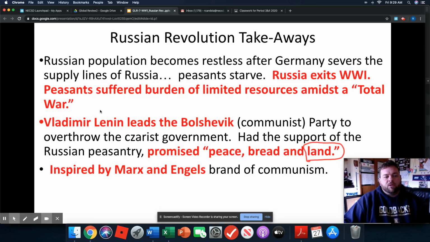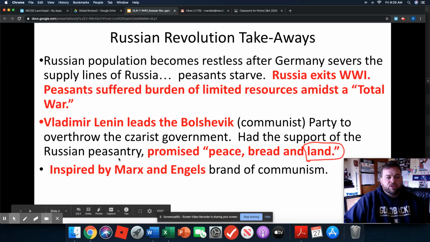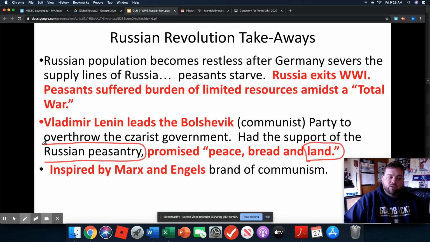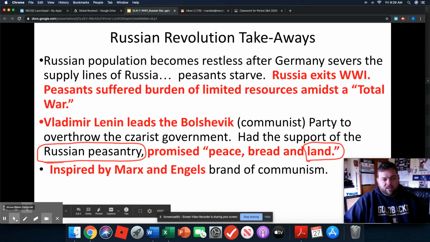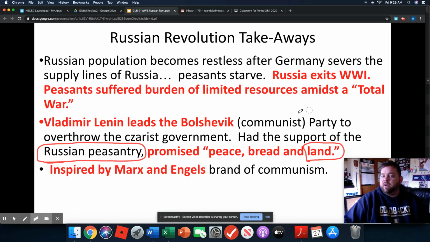Same thing with all communist revolutions, pretty much. They're always going to get the support of the lowest classes. So that is no different here. We'll see it with Mao. You see it here with Lenin. They get the support of the lowest classes, and that's what enables them to garner power. So that's pretty much the big takeaways.